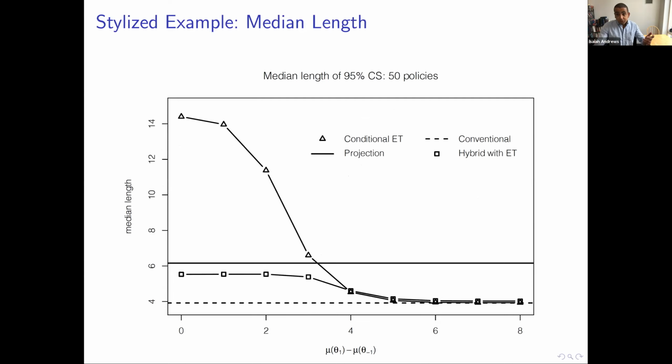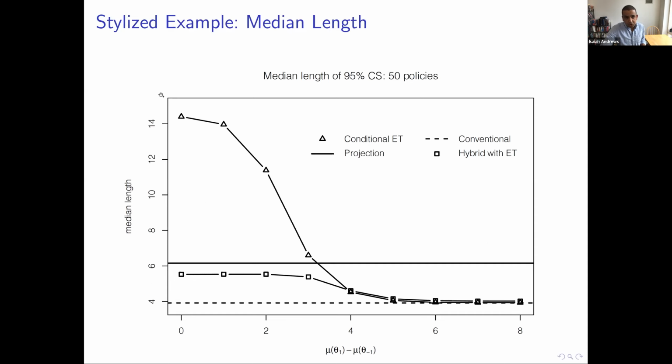In addition to coverage, of course, we also care about length. So here I'm plotting the median length of nominal 95% confidence intervals. Of course, the length of the conventional and projection approaches doesn't depend on the realized value of x, so it's constant along the horizontal axis here.